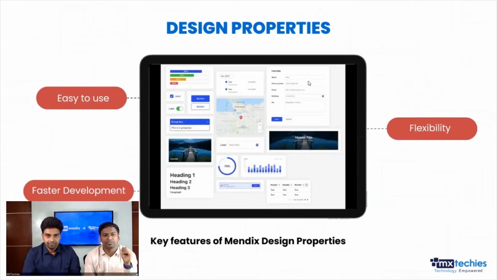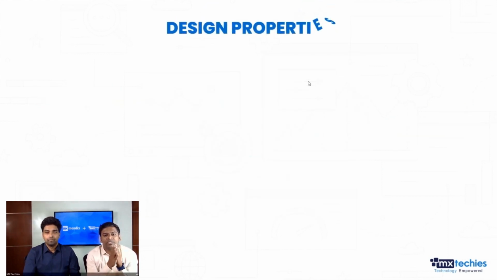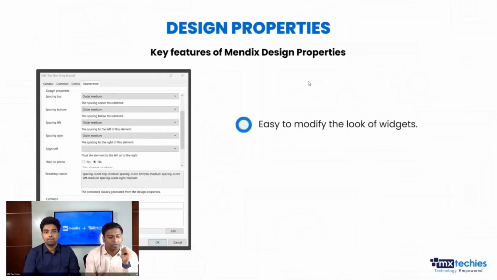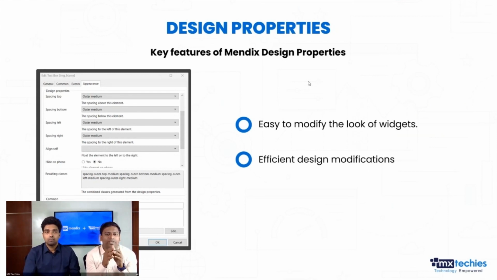Finally, design property. Design properties make it simple to modify the look of the widget. You can change things like colors, borders, and spacing by adjusting these properties. The key feature of using design properties is that if you need to make a change or update, you can modify the property in one place. The changes will be automatically reflected throughout your Mendix application.